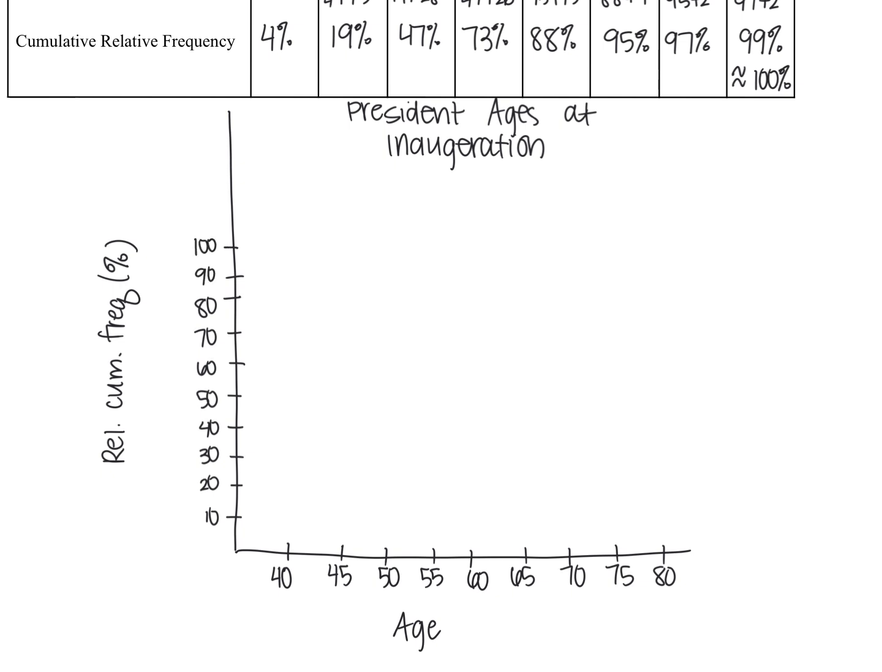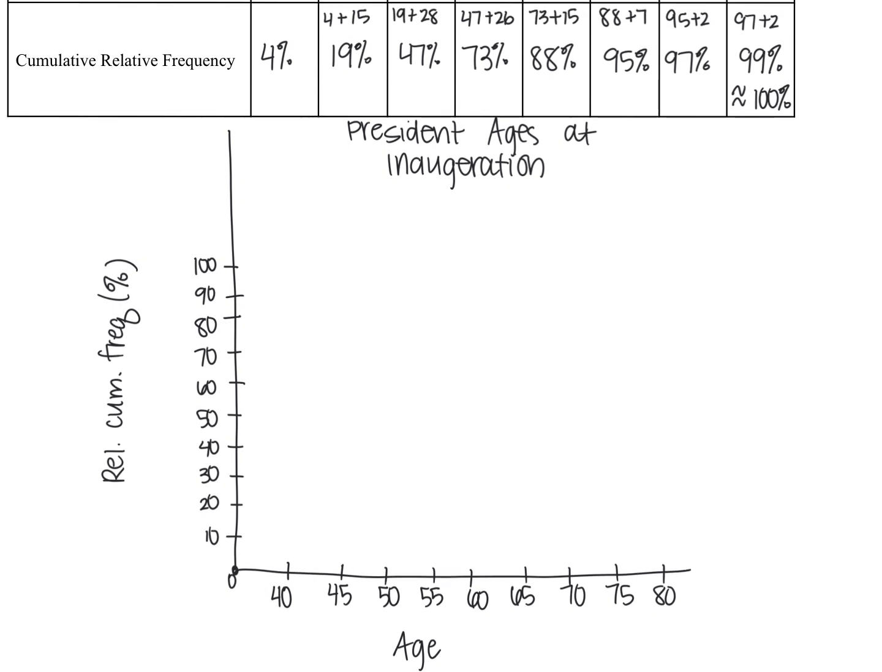So the way it starts, my cumulative percent, so like this would be 0, you technically start at 0. My cumulative percent at 40 is 4%. So I'm going to put a dot at 4%. Then at 45, it's 19. 50 is 47. 55 is 73. Then 88, 95, 97, and 99.